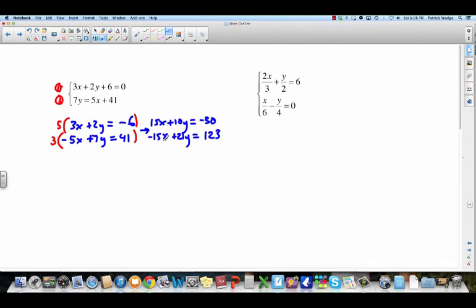Now, 15x, negative 15x. Do we want to add or do we want to subtract? You want to add. If you subtract, it'd be 15x take away negative 15x, which is the same as 15x plus 15x. You'd have 30x. Don't do it. You want to add these.